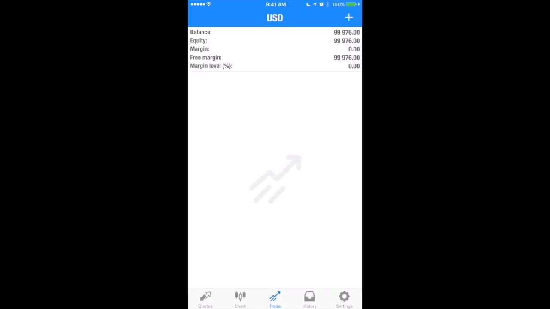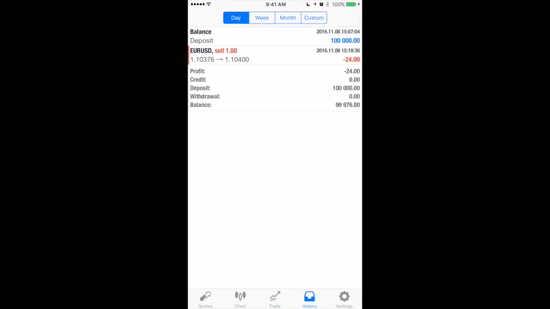I lost money. I used to have 100,000. Now I have 99,976. Go to your history tab. This will show you the trade that I placed. So I lost $24. On a standard lot, for every pip, it's about $10. So I lost about 2.4 pips. If you tap it, it shows you more details where your stop was, your take profit was, those kinds of things. Day, week, month, custom.